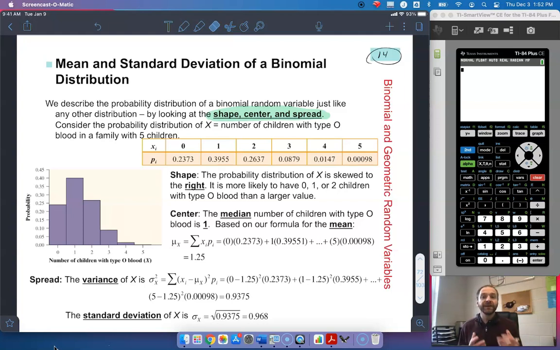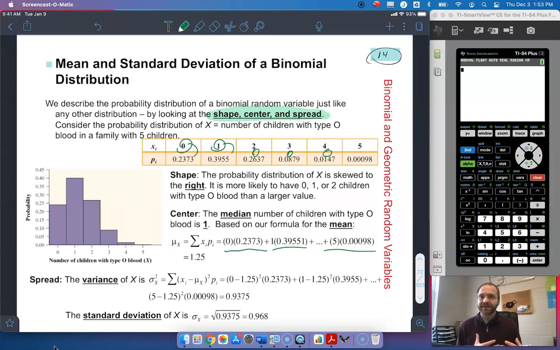If I would use the mean, we have that formula for a random variable. We can take all of our values for that random variable. We have 0 children with type O blood, and we can multiply by its corresponding probability. We have 1 child with type O blood, and we can multiply by its corresponding probability, and then dot, dot, dot, and do the last one. That's going to give us a mean for that random variable, mu sub x equals 1.25.